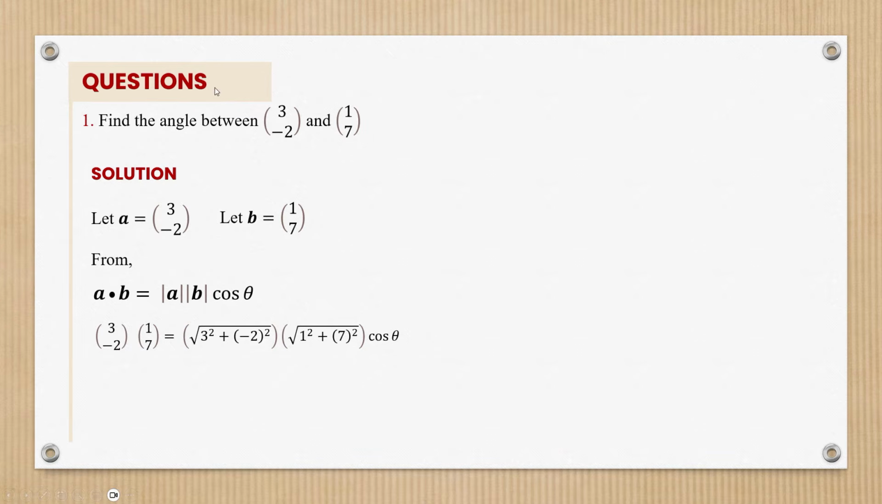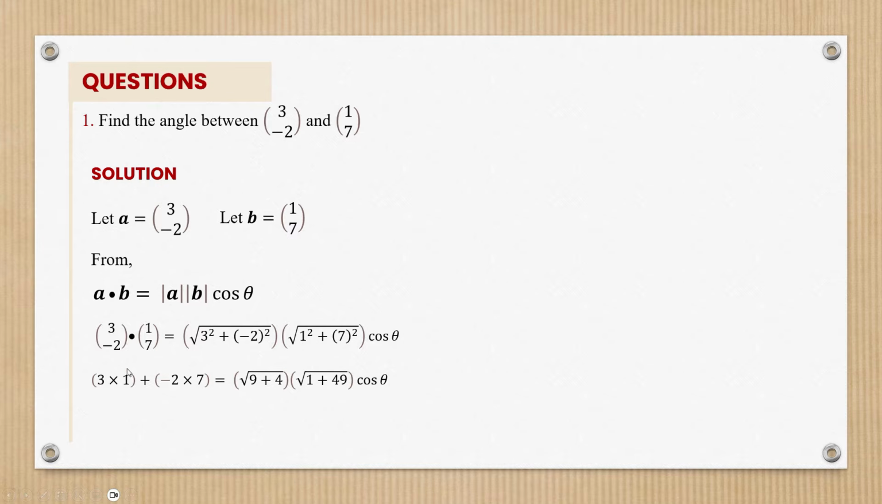So from this knowledge of the dot or scalar product, this is the formula, we can place everything into the formula. Remember, we're finding the angle between them. So that means we're looking for the value of theta. So on this side, we're going to have this times that being equal to the magnitude of A times the magnitude of B times cos theta.